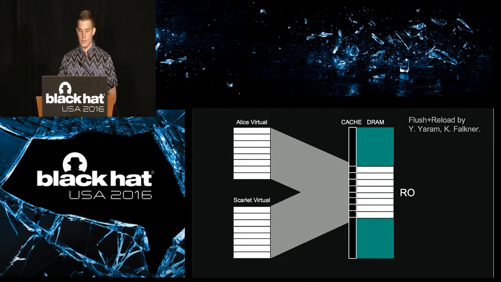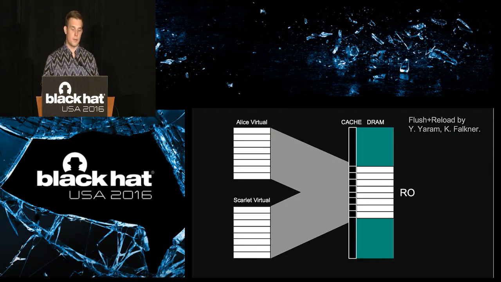But in reality, there's a cache in front of the memory, and all of the lines of memory are either in the cache or out of the cache. What the cache really is, is some shared state between Alice and Scarlett that they can both influence and that they can both be influenced by.